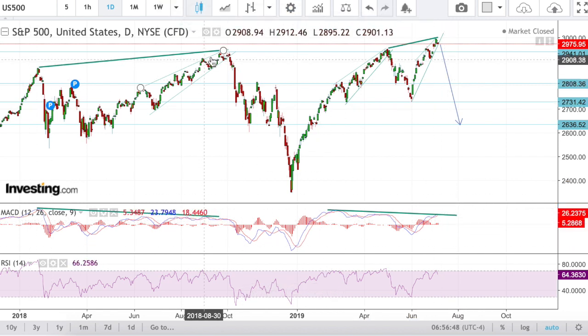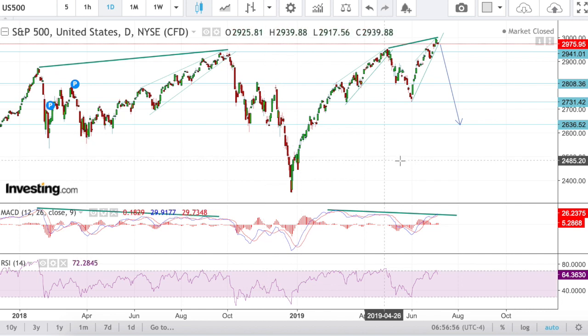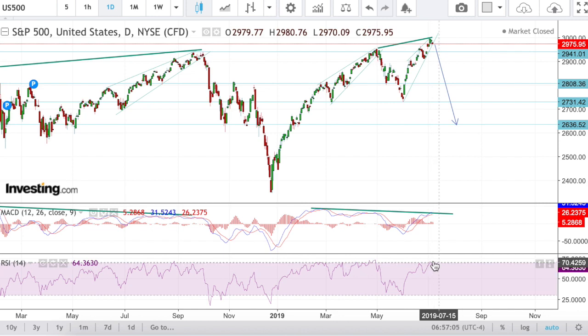So will this time be different? Well, I guess we'll have to wait and see, but in my experience, divergences play out. It's just a question of when and not if. So that's the first thing I wanted to say on the MACD. The next is obviously the fact that we're making all-time highs, but we're overbought. So that's another red flag.